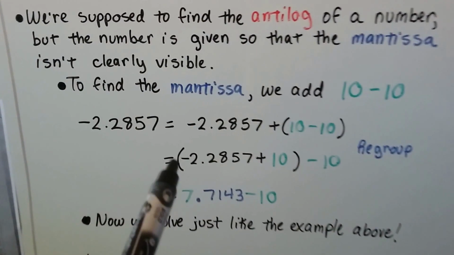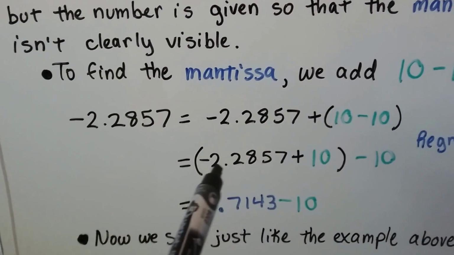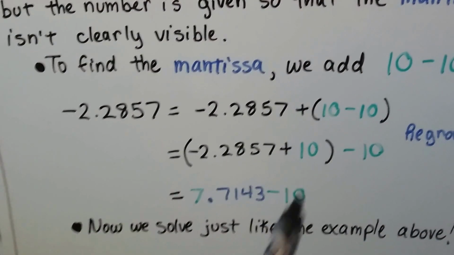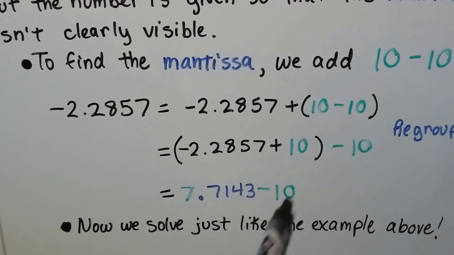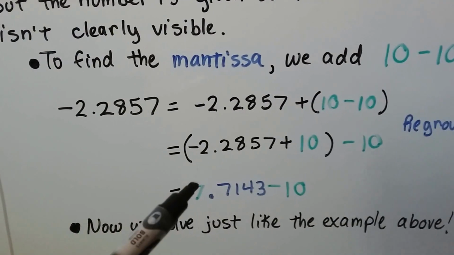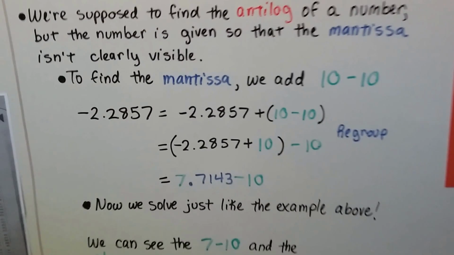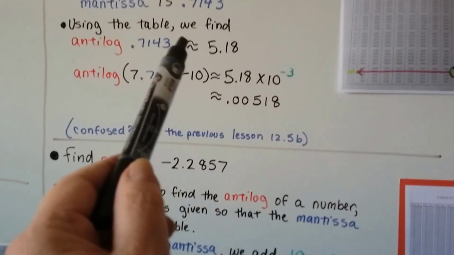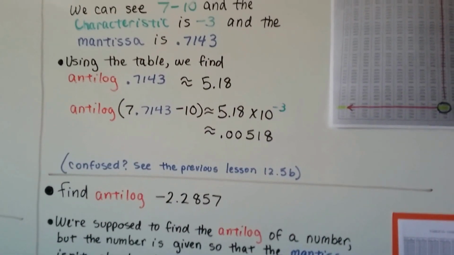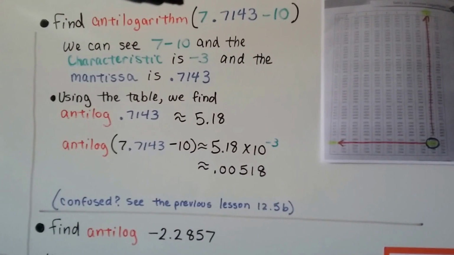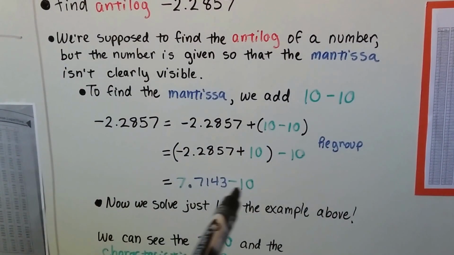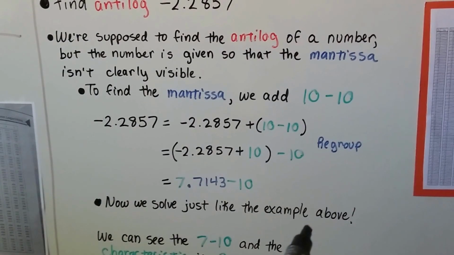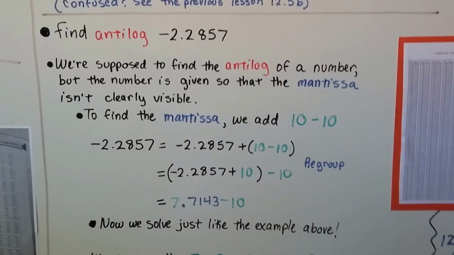So now when we add the -2.2857 plus 10, we get 7.7143 minus 10. Now can you see our 7 minus 10? That's our -3, just like up here, isn't it? So look at the number we've got. This is 7.7143 minus 10. It's exactly what we've got here. So we could just solve this like the example above. We could do the exact same thing.